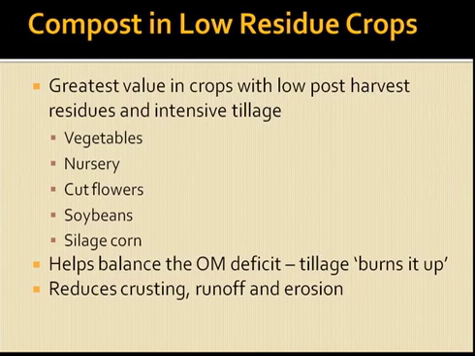Low residue crops like veggies, nursery, cut flowers, soybeans, silage corn, that's where the greatest value of adding compost or any kind of organic matter is, because there's such an organic matter deficit. You're growing a crop that's not putting anything back. You're basically taking everything off, or what's left is so fragile it breaks down in no time. Conversely, if you have a crop like grain corn or wheat or rye, if you're not baling the straw, those residues that are left behind are very beneficial, and they can act like a mulch in the soil. So it's not as much of a benefit with these high residue, good protective crops as some of these ones that I've got listed here.